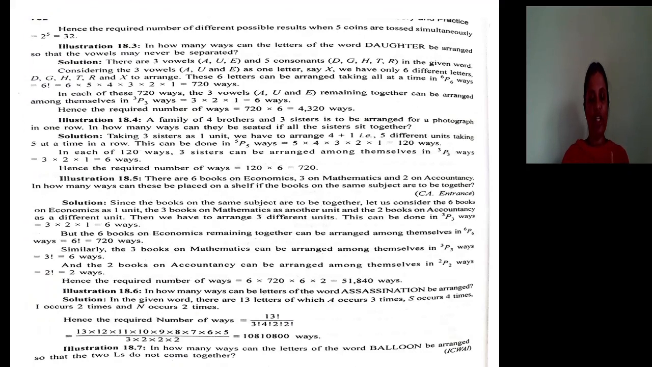There are 1,260 ways of arranging the letters of balloon. But they said the word should be arranged so that the 2 L's should not come together. If the 2 L's come together, taking them as one letter, how many letters do we have? 6 letters. But O occurs how many times? 2 times. So 6 factorial divided by 2 factorial is 360 ways.